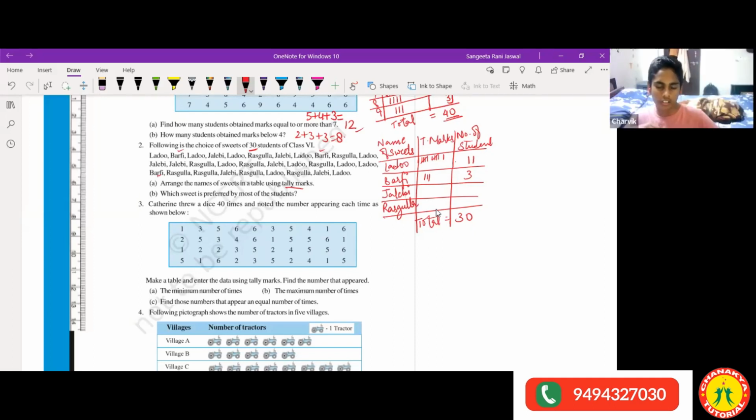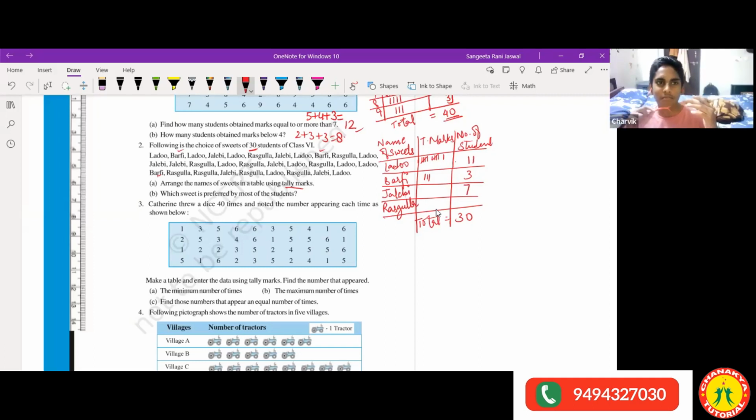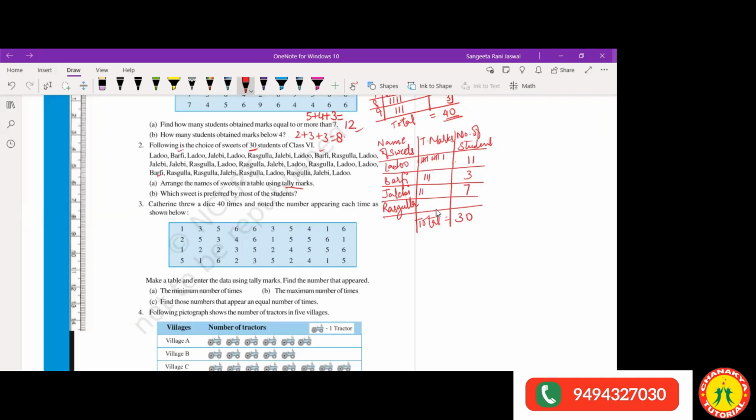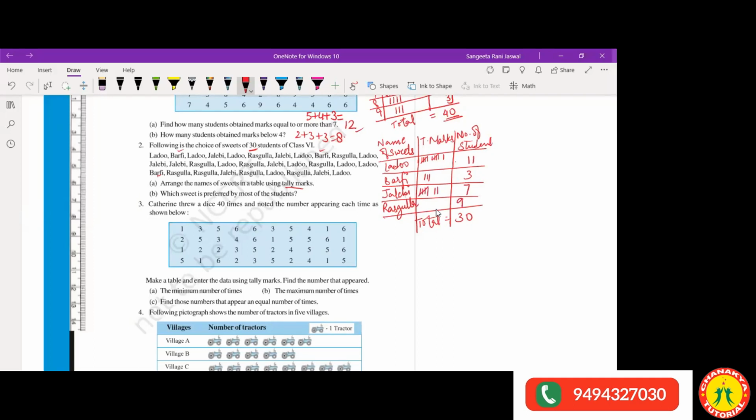Ma'am, 7. Why is your voice so low, Charvik? Ma'am, you're using earphones, so your voice is not clear. Okay, also 7. So we'll represent it in tally mark form: 5, 6, 7. Now tell me how many rasgulla? 9. So represent 9 in tally form: 1, 2, 3, 4, 5, 6, 7, 8, 9.